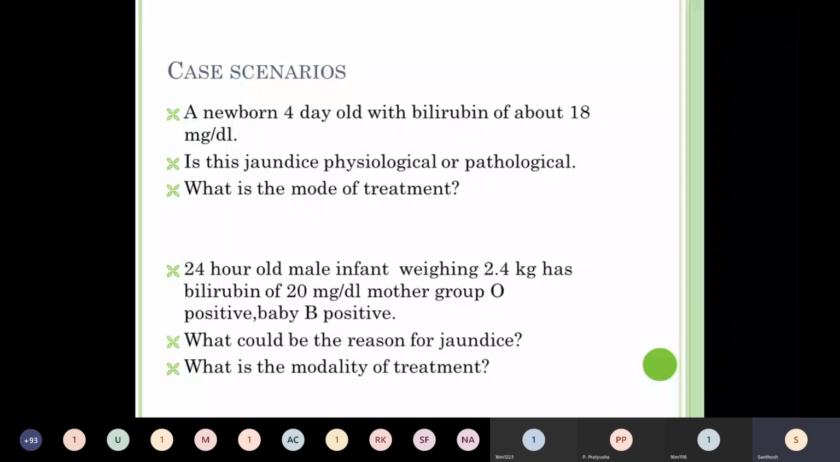The next case scenario is a 24-hour-old male infant weighing 2.4 kg who has a bilirubin of 20 milligrams per deciliter. The mother's group is O positive and the baby is B positive. So what could be the reason for jaundice here? And what is the modality of treatment here? We will see the answers for this at the end of the session. If anyone can answer now itself, you're welcome. Anyone?